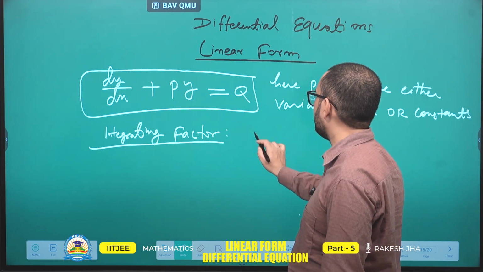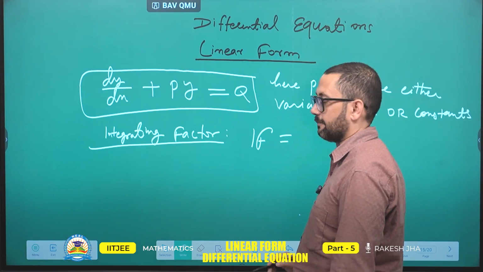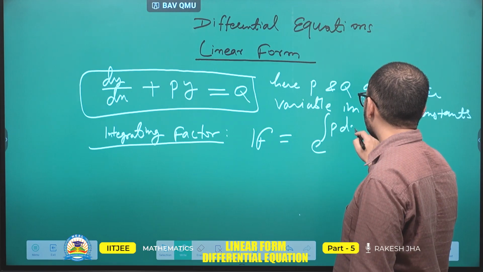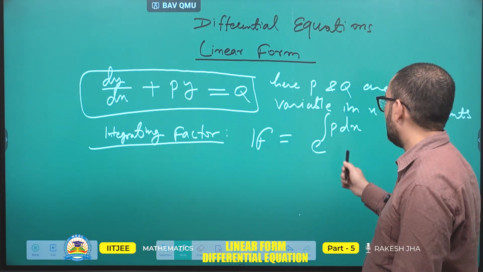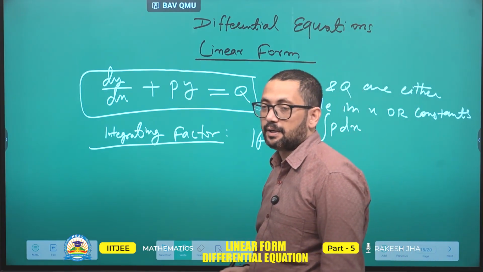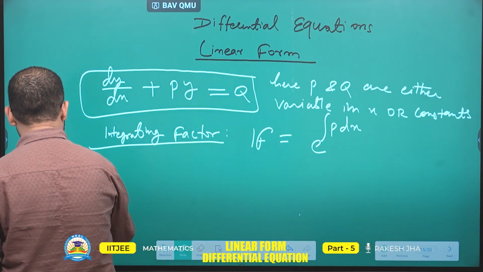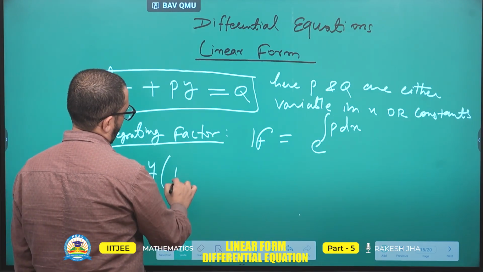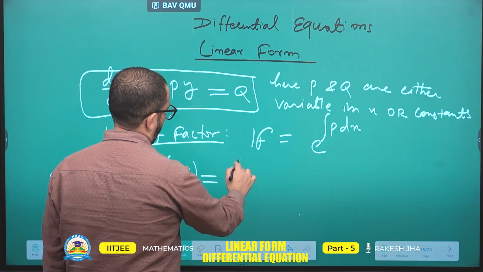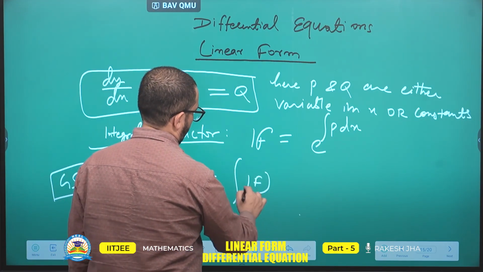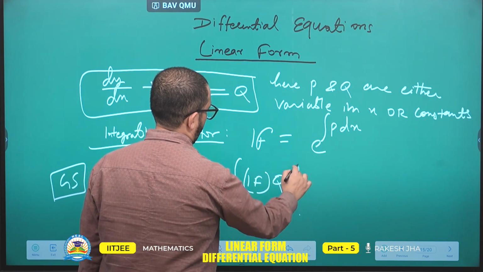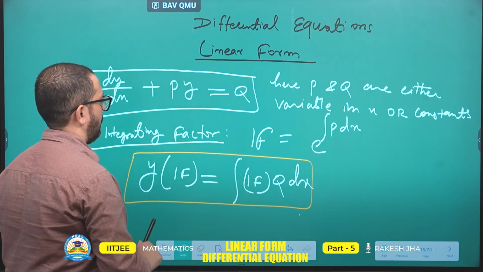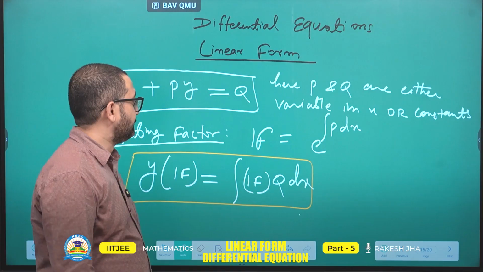So basically the integrating factor, denoted by IF, is equal to e raised to the power integral of p dx. So we find the integrating factor, and after that we have the direct general solution of the differential equation, and that is nothing but y times the integrating factor is equal to the integral of the integrating factor times q dx. So this is the general solution of the given differential equation.